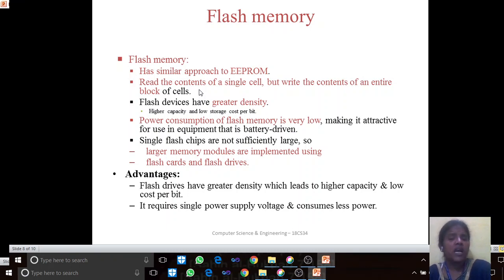Single flash chips are not sufficiently large to store so much information. Larger memory modules are fabricated using flash cards and flash drives. What are the advantages? Flash drives have greater density, which leads to higher capacity and low cost per bit. They require a single power supply voltage and consume very little power.